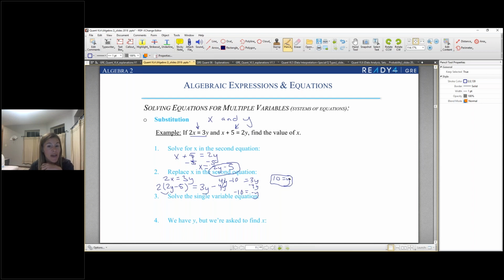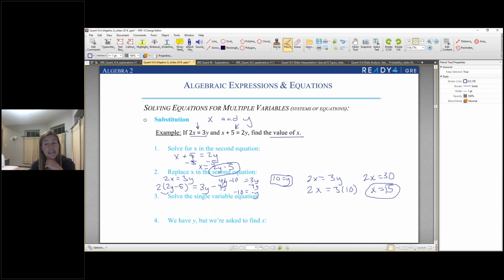Okay, but this is why they're wanting me to find x. That's fine. I just take this value of y and plug it into either equation that I want. It doesn't matter, but I'm going to pick the first one because it's shorter. So now I'll go 2x is equal to 3y, but I know that y is 10. So 2x is equal to 3 times 10. 2x is equal to 30. So x is equal to 15. So Hema, exactly right. Y is 10 and x is 15.